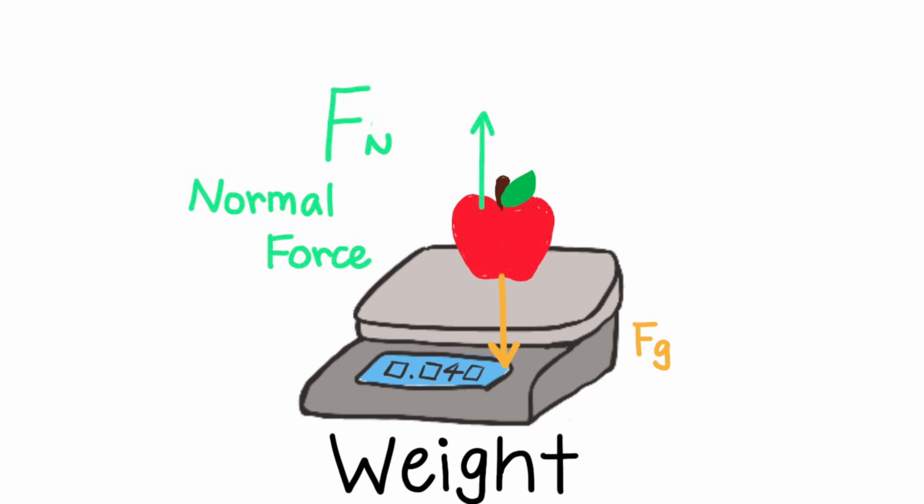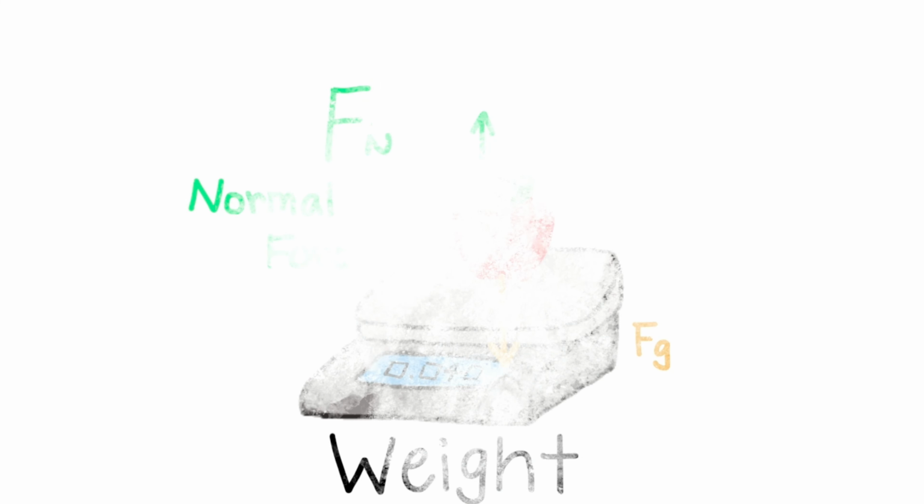Weight, also called the gravitational force, depends not only on the mass of the object, but also on the gravitational field strength of the planet it is on. When the gravitational field strength changes, the gravitational force changes too. Here comes the formula for it.